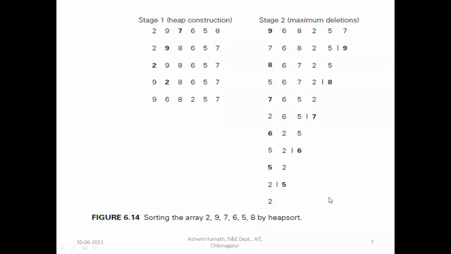You can notice that in stage 1 heap construction, we have 2, 9, 7, 6 and 5, 8. After creating the heap, 9 will be in the root, and it will get its final position. So you have to exchange it with the last leaf node. You are going to exchange 9 and 7.